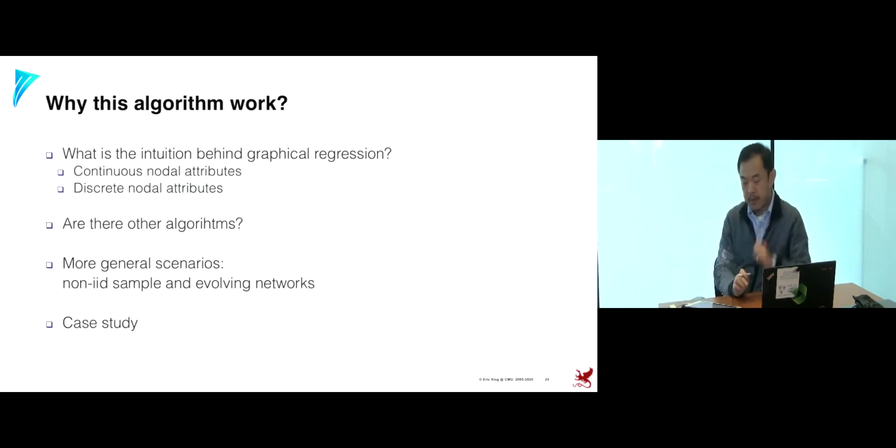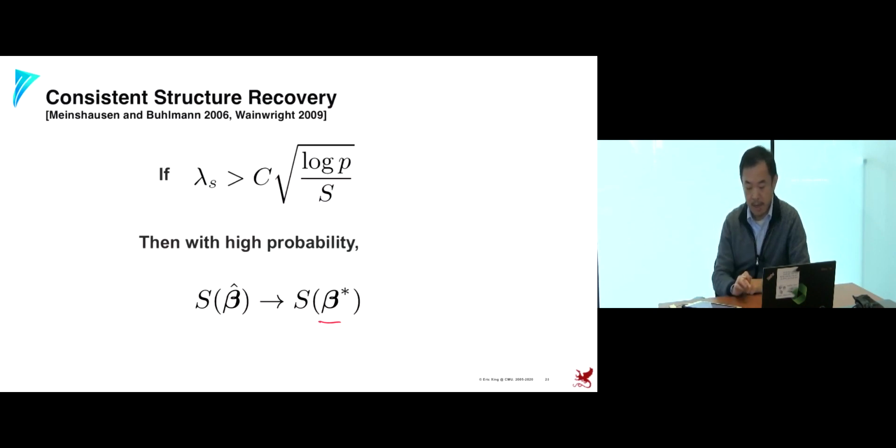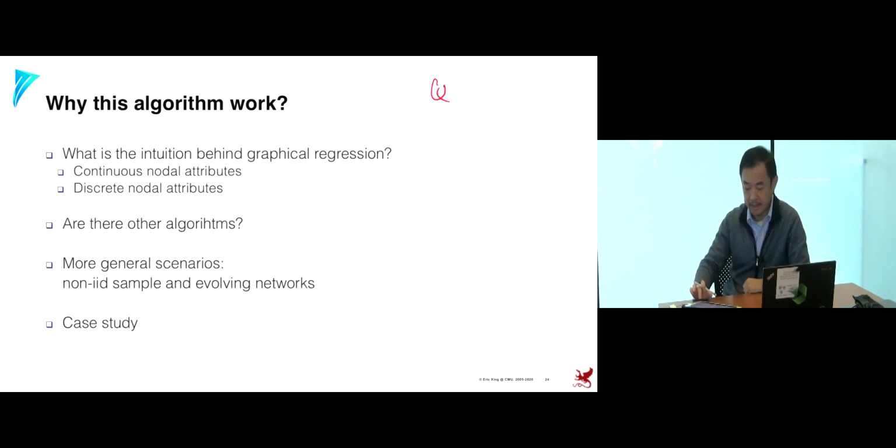So you may wonder, this looks like a very weird algorithm. Instead of estimating the Q, I'm now estimating the neighbors of every random variable using a linear regression. Why is this working? Okay. Well, you can look at the paper, which gives you a very in-depth theoretical discussion. But here I want to give you a more high-level understanding of what is happening. Why, for example, a Gaussian graphical model can be equivalent to a sequence of linear regressions in terms of recovering the structure in the graphical model.